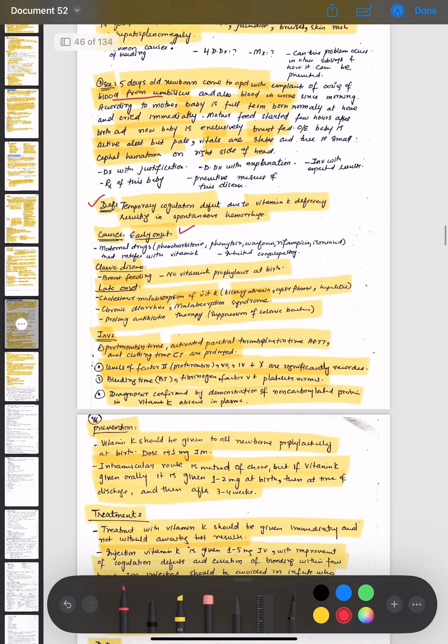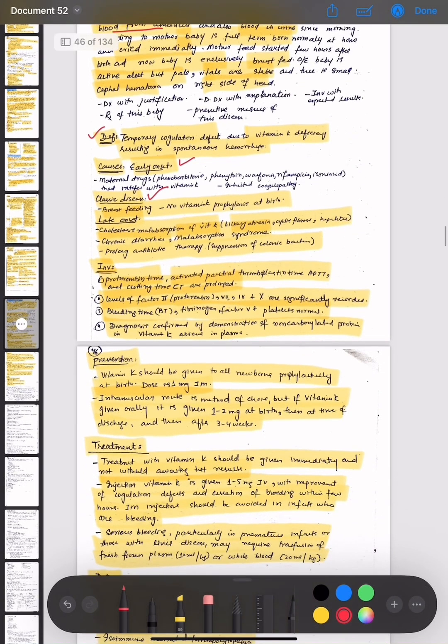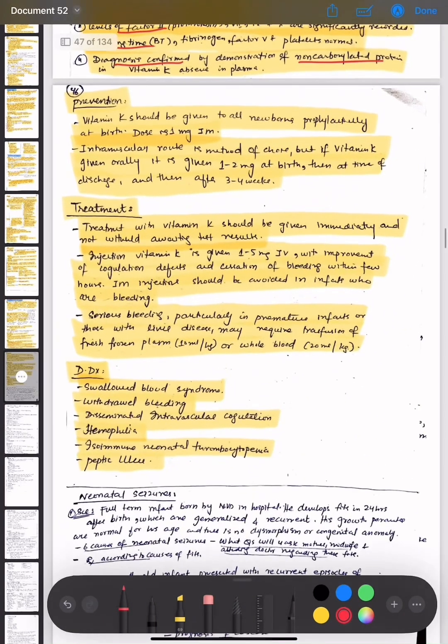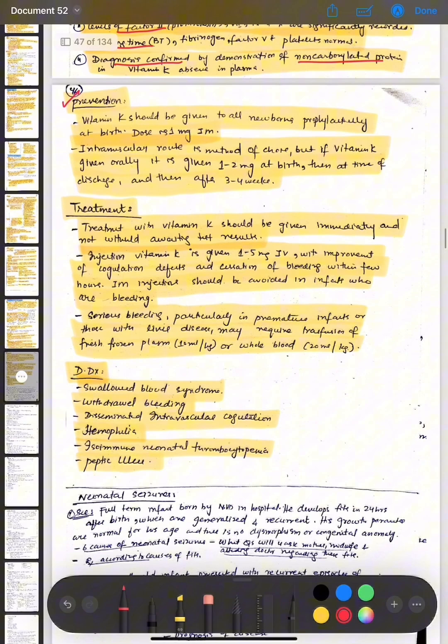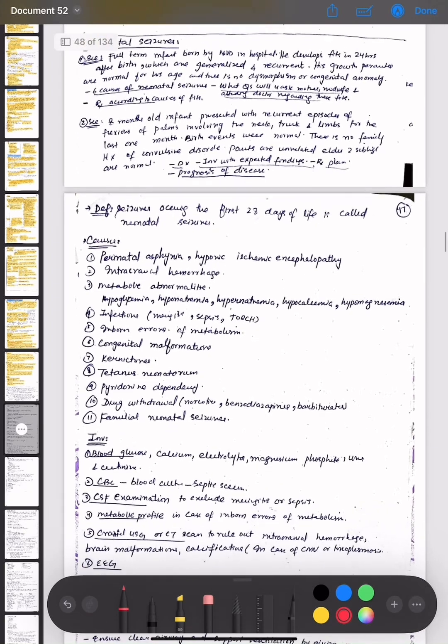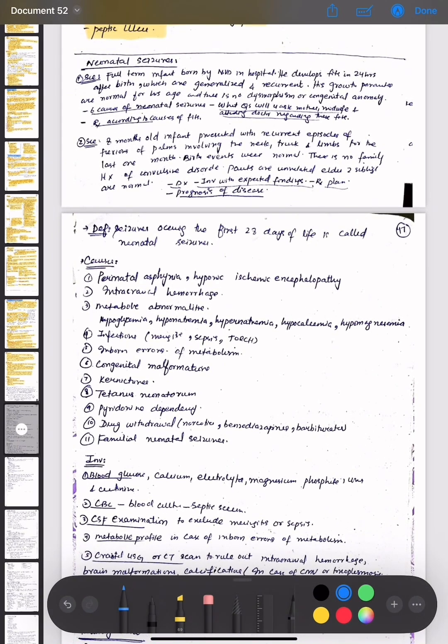Then we have discussed the investigation options, that is PT, APTT, and clotting factors, levels of the factor prothrombin, bleeding time, and diagnosis confirmed by demonstration of non-carboxylated proteins. Then we have discussed the prevention for the hemorrhagic disease, and then the treatment options, and then the differential diagnosis for the hemorrhagic diseases of the newborn. Now coming towards the next topic, that is neonatal seizures.